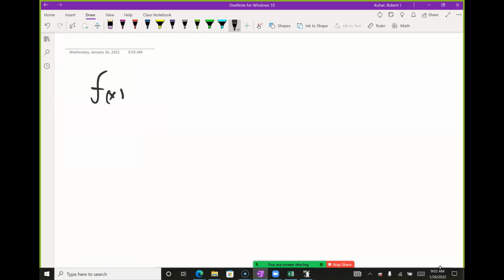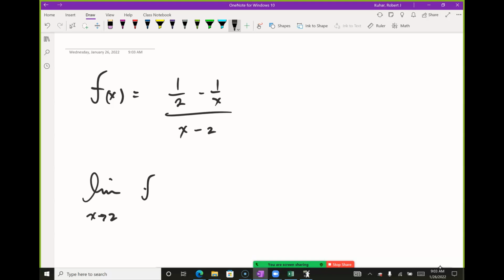Let's look at a function f of x equals 1 half minus 1 over x, all over x minus 2. And let's look at this limit as x goes to 2 of f of x. So if you can see that if I plug in 2 here, I get 0 over 0, right? You're just quickly doing 1 half minus 1 half. Okay, that's 0, and then 2 minus 2. Okay, that's 0. So it's an indeterminate form. So we know we need a replacement function here.